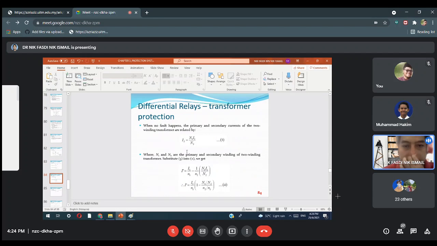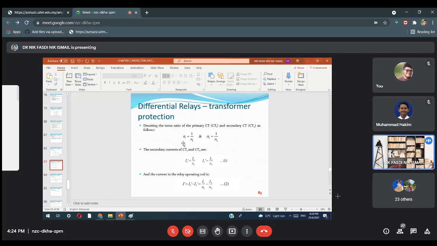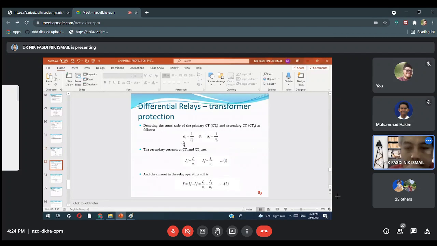Okay, when no fault happens, the primary and secondary currents of the two winding transformer are related to I2. N1 and N2 are the primary and secondary windings of the two winding transformer. Substitute into this equation, you will have this I1 prime. Kat sini pakai I prime saja. So to prevent the relay from tripping at no fault, the differential relay current I prime must be zero. Kalau you faham yang ni, you faham lah benda yang sama. Konsep sebab dia pakai relay yang sama, konsep yang sama.